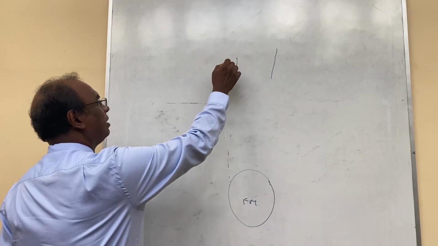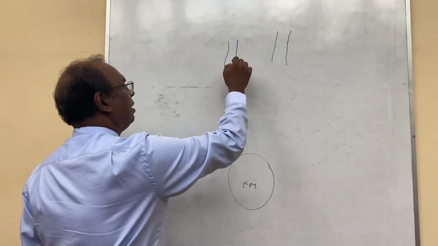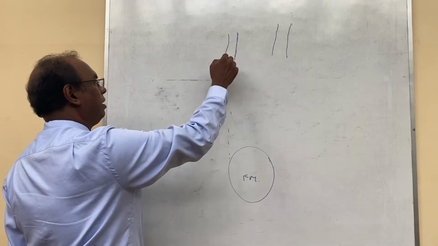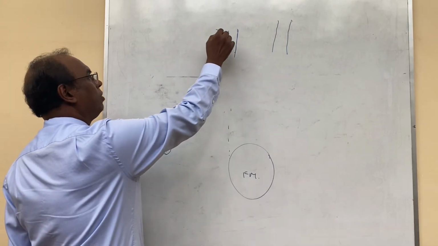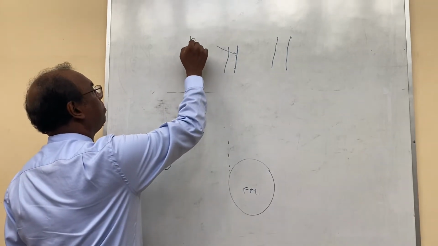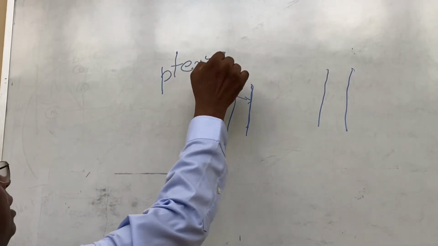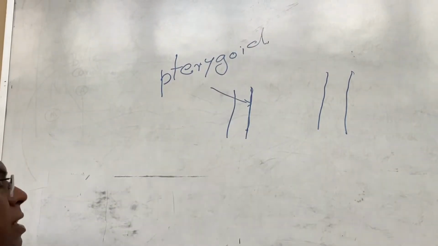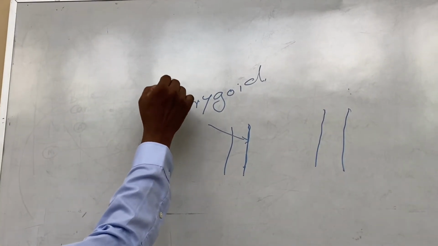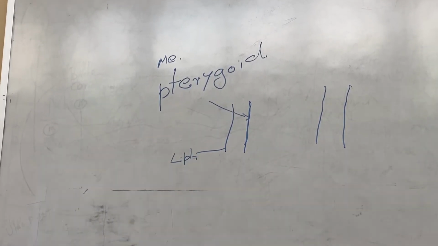One plate, the first plate and the second plate. So there are two plates guarding this nasal aperture. One is medial, the other one is lateral. Shall we call these pterygoid plates? Pterygoid starting with the P: P, T, E, R, Y, G, O, I, D. So you have two pterygoid plates. One is medial pterygoid plate, the other one is lateral pterygoid plate.